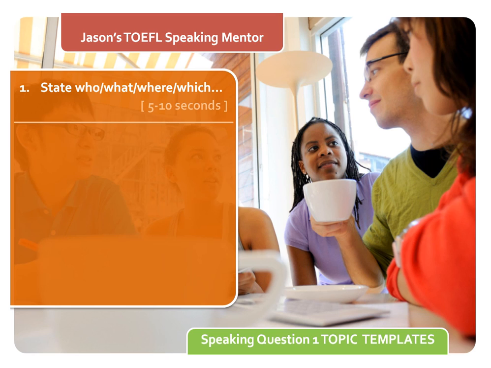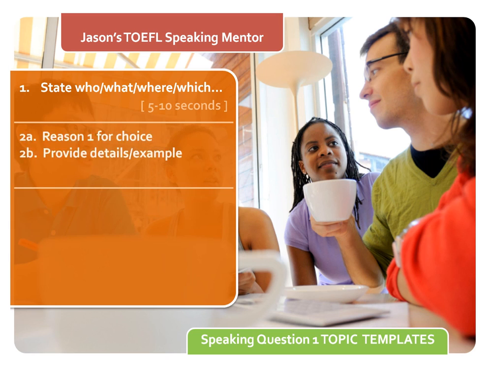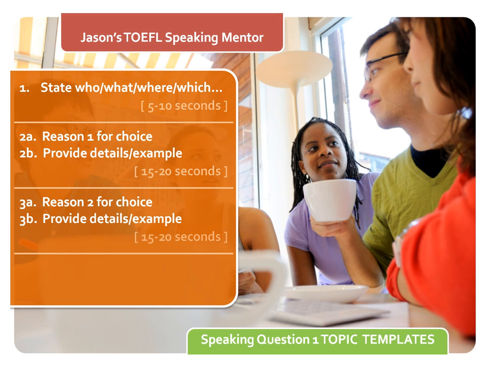So most standard books will ask you to start by stating what you've chosen to talk about. They will then recommend, generally speaking, that you give a reason for that choice and you support that reason with details and or an example. And then they ask you to do that again, but with a second reason, and again with some sort of detail or example to support it. And then they say, well, give a conclusion at the end.